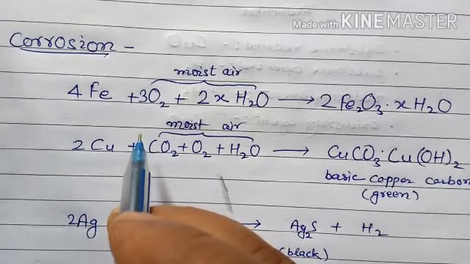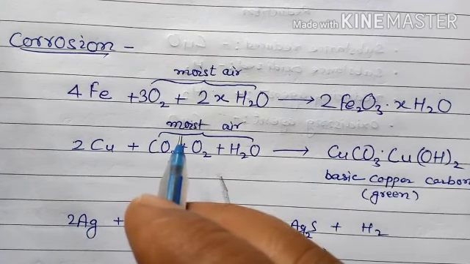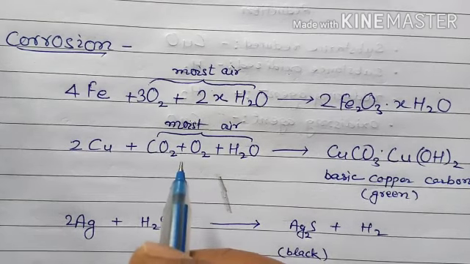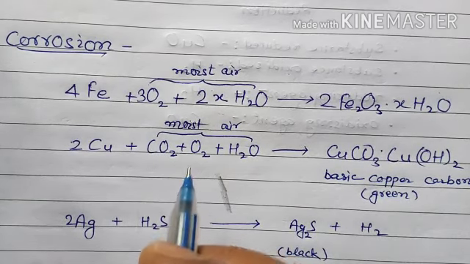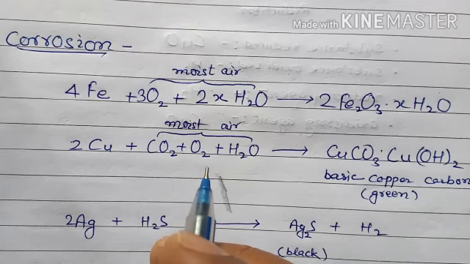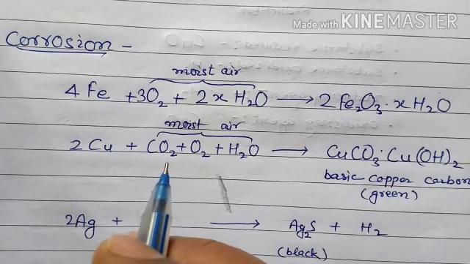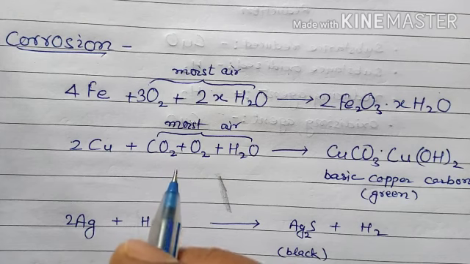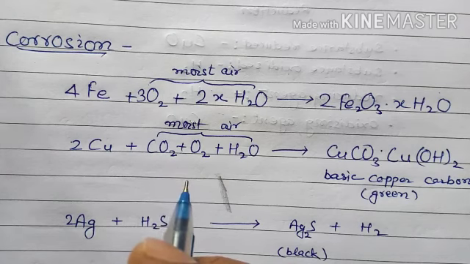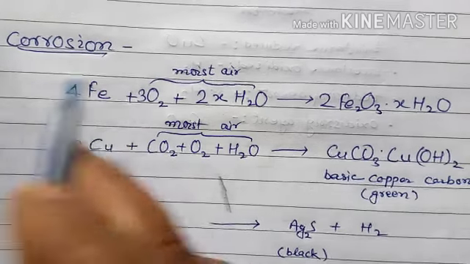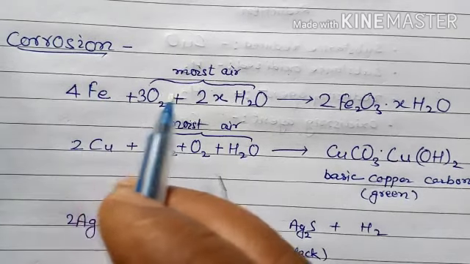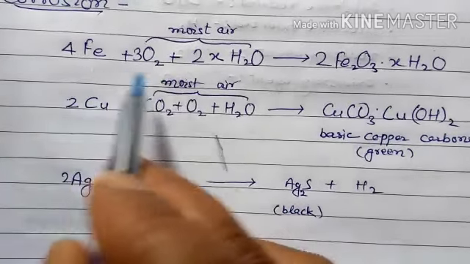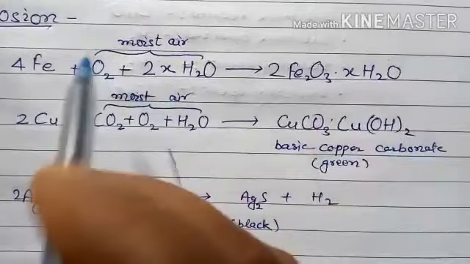Corrosion is very harmful, and the corrosion of iron is called rusting. First of all, what is corrosion? You can define it as the slow destruction or eating up of metals by reaction of some atmospheric gases like oxygen, carbon dioxide, water vapor, or sulfur dioxide with the metal. And the corrosion of iron is called rusting, and we can represent this with this equation.